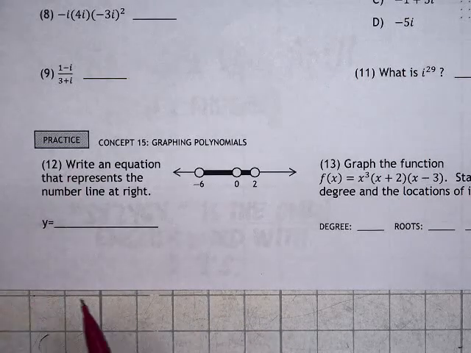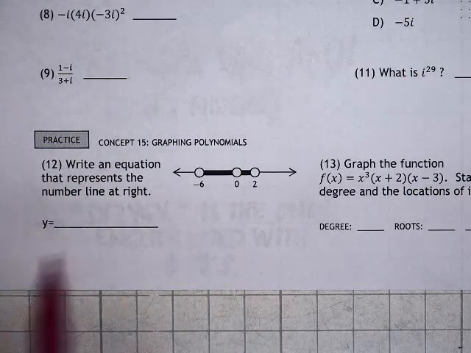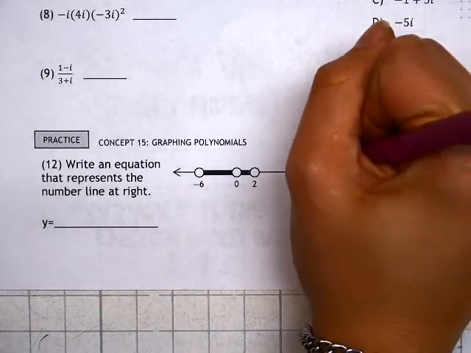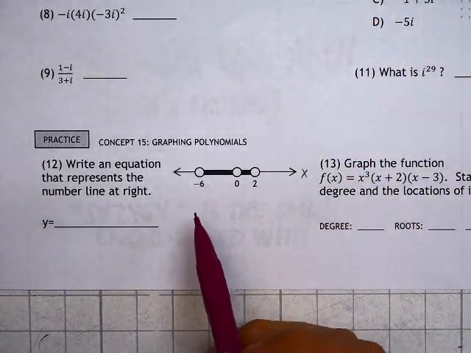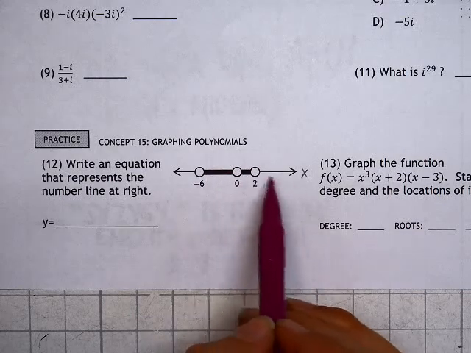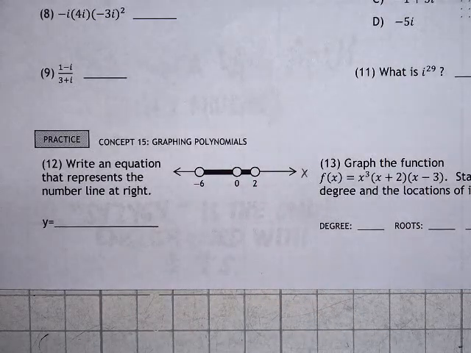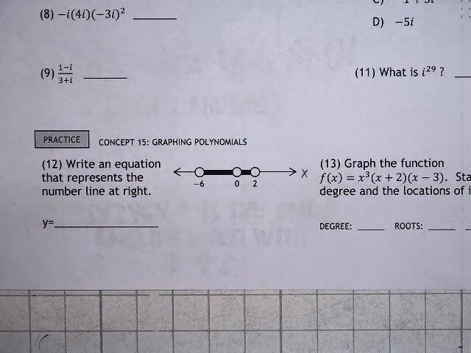In question number 12, we're going to need to write the equation for the number line, remembering that the number line represents the x-axis. The shading represents where the graph would be above the x-axis, and the unshaded areas represent the areas where the graph is below the x-axis. So we're going to treat this much like we treat the rest of these graphs.